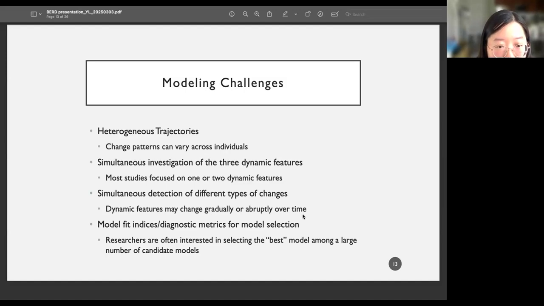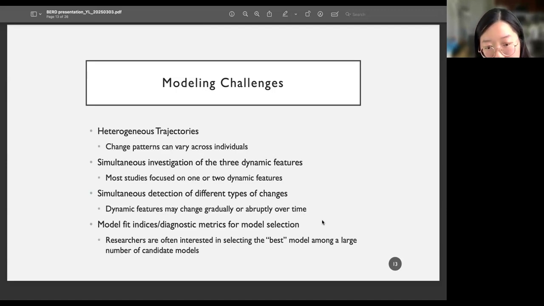However, most studies focus on only one or two dynamic features, most often mean and variance, or mean and inertia in the emotion studies. So we want methods that can simultaneously account for the three dynamic features. Third, there is also a lack of research focusing on the simultaneous detection of different types of changes. As I mentioned before, some changes may show a gradual nature, while other changes may be more abrupt and discontinuous. And we wanted to model both.